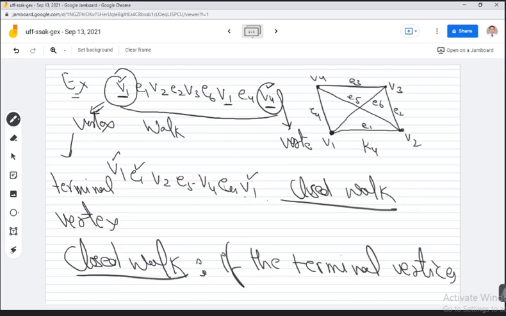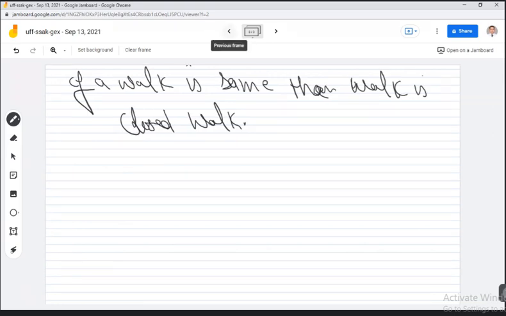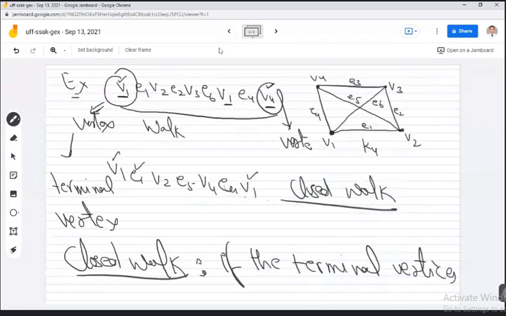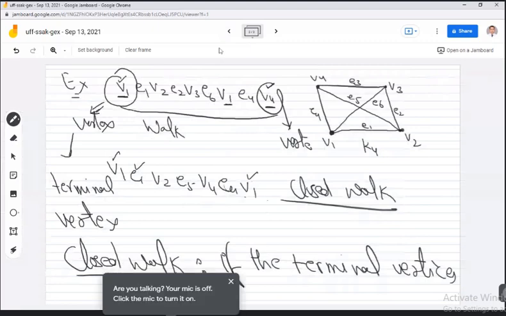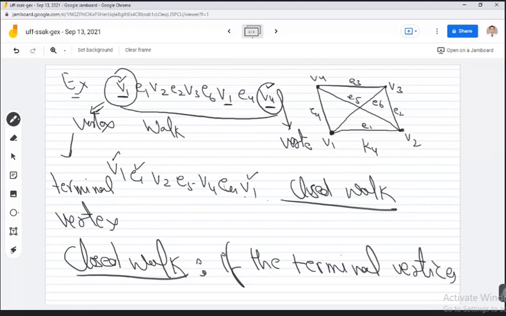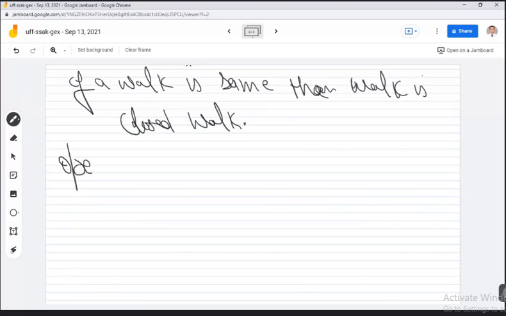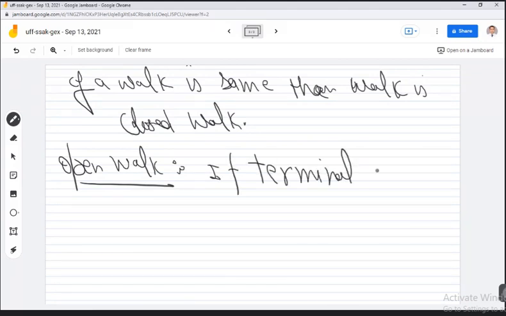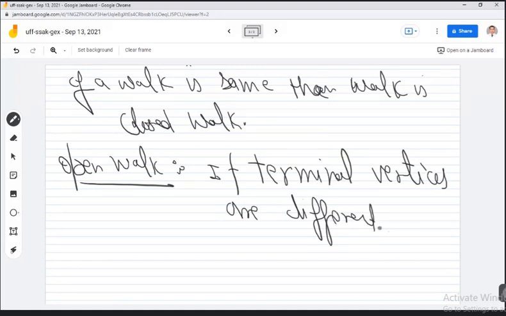Now, in this walk, if the terminal vertices are different, then what is the name of that? Open walk. Okay, that will be the open walk. An open walk is one where the terminal vertices are different. Got it?